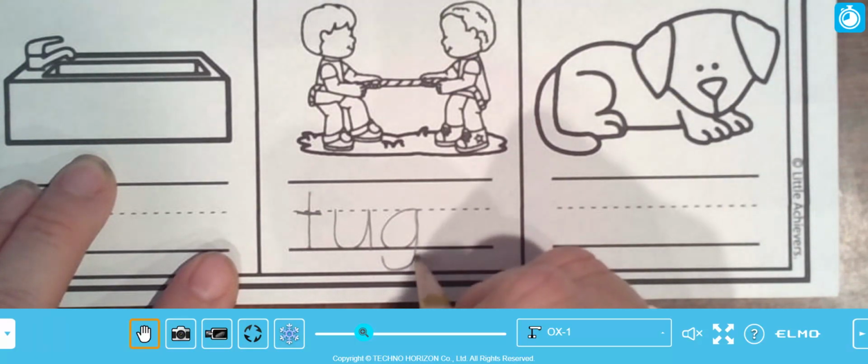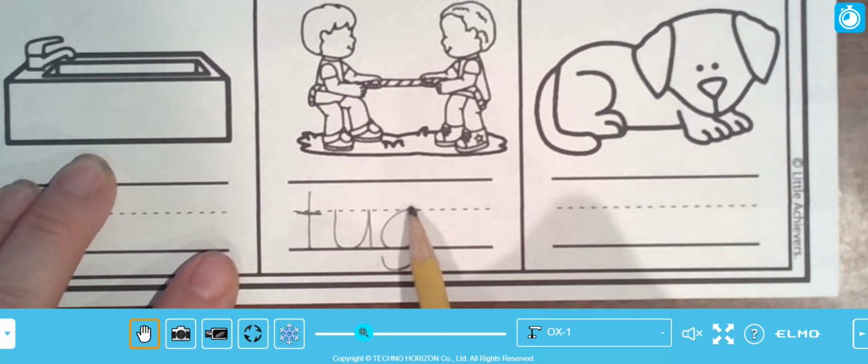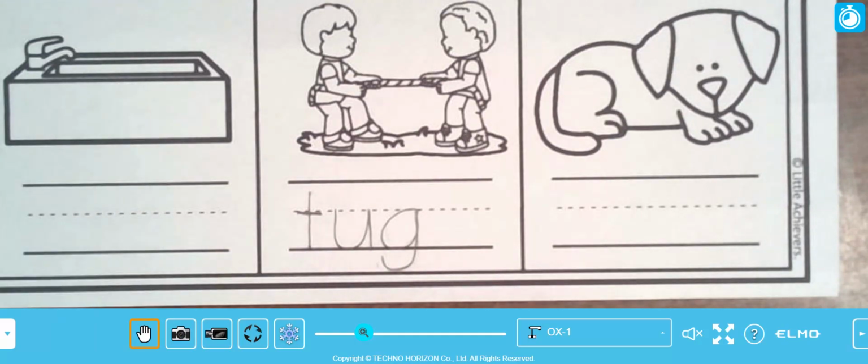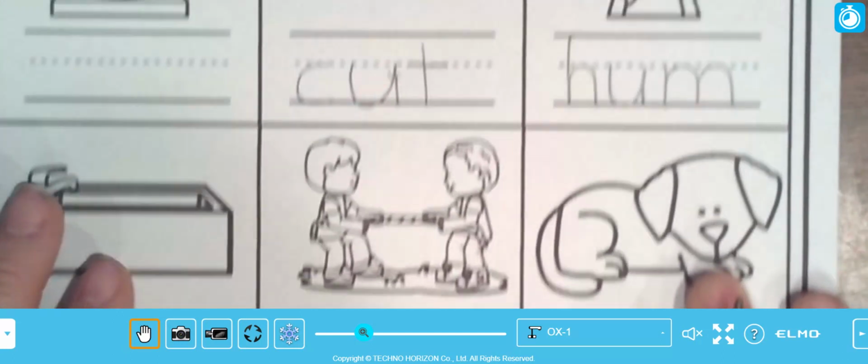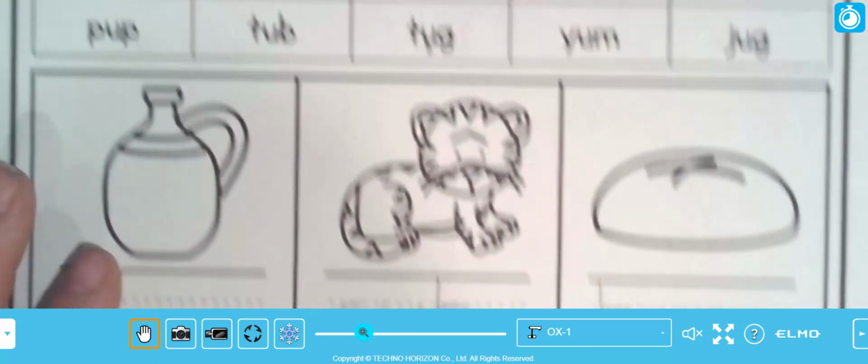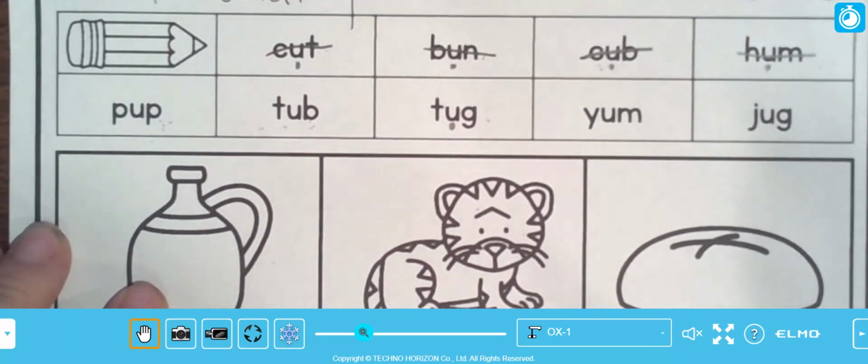Circle, then tail. And you notice the circle has to be on the dot, starts on the dotted line, and it touches the bottom. Then it goes back up to the dotted line, and then goes underneath this line. Circle, then tail for tug. Okay, so let's cross out the word tug.